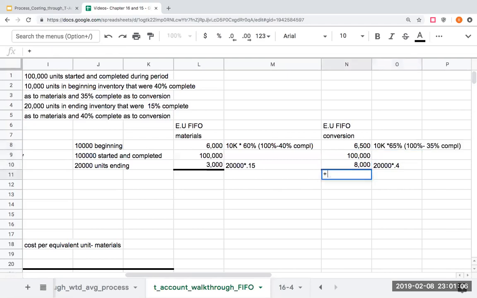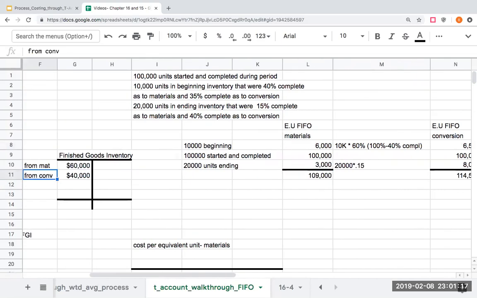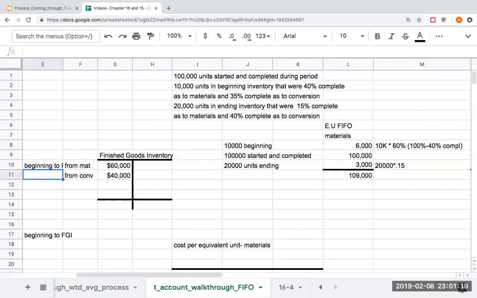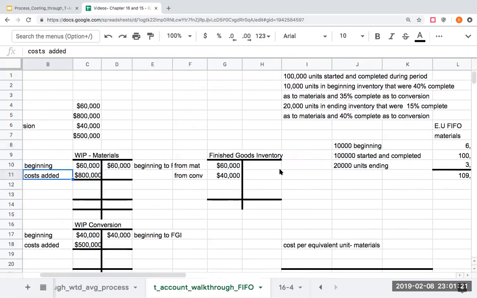And that's really the logic behind why we're doing this under FIFO when we're using equivalent units. Why is that beginning different? It's because of how we're handling getting rid of these costs immediately to finished goods. So what this really leaves me with here is essentially a balance of 800,000. And here I have this balance now of 500,000.